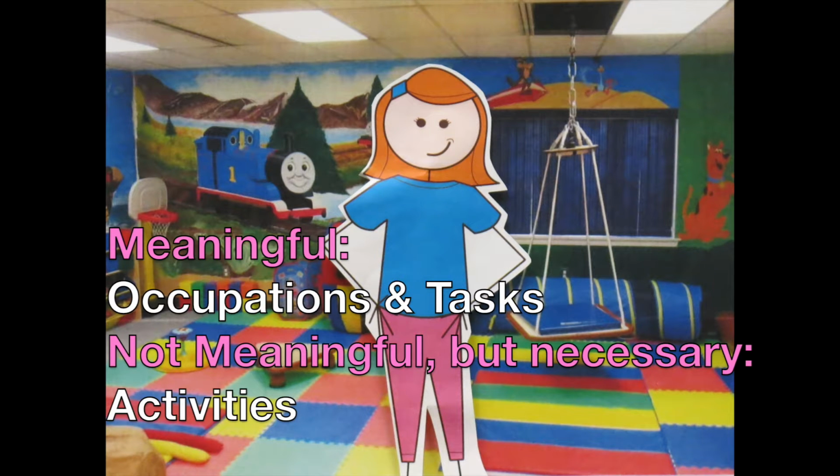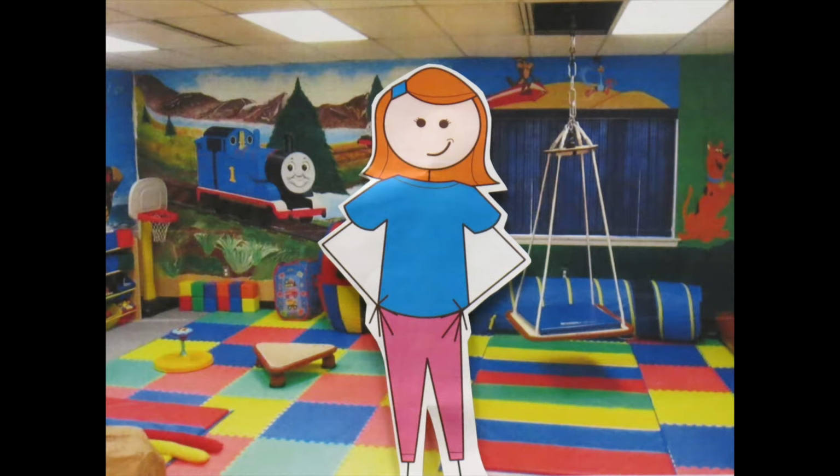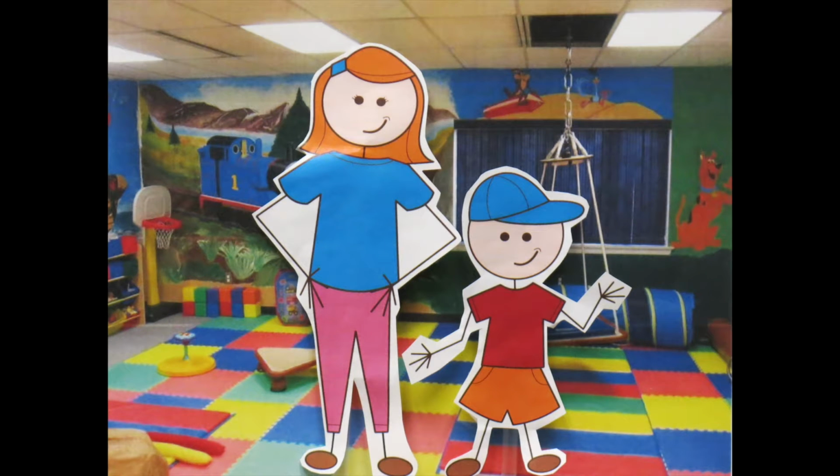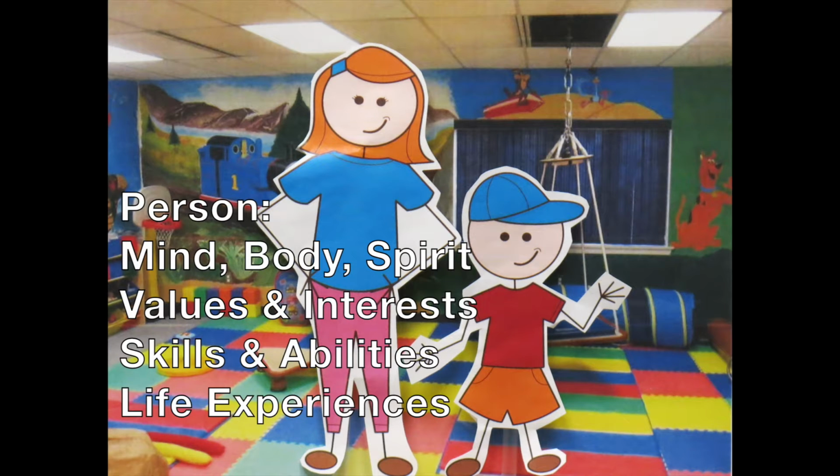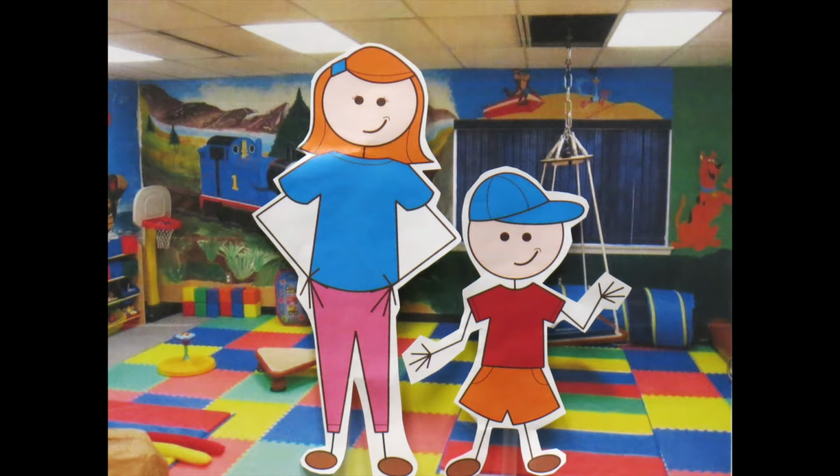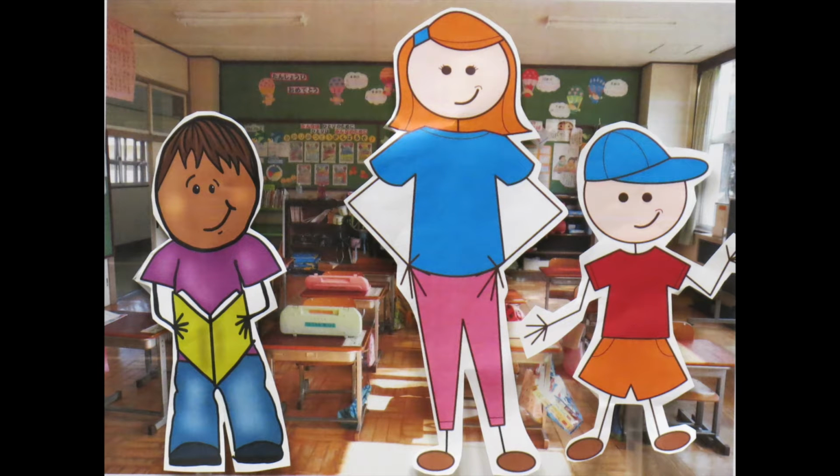According to the PEO model, tasks are meaningful and comprise greater occupations, which are also meaningful. Activities are not meaningful but are critical in completing tasks and occupations. In this case, the person is Anthony. It is important to consider his mind, body, and spirit according to the PEO model. This includes his values and interests, skills and abilities, and his life experiences. As an 8-year-old, he doesn't really have too many life experiences, but he definitely has plenty of interests.